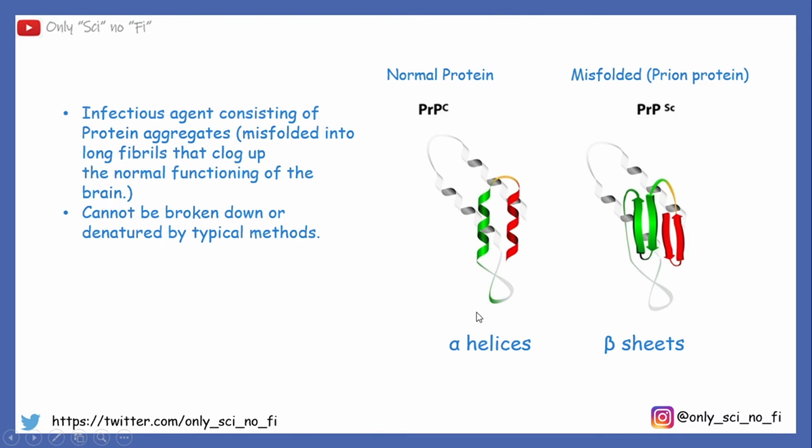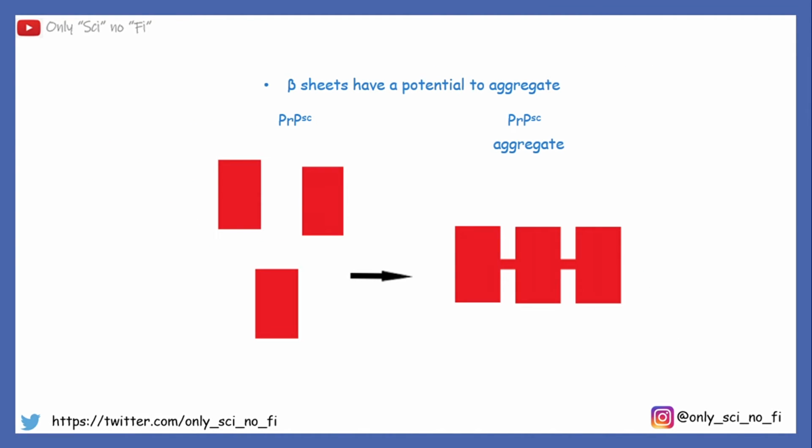Now, due to some kind of mutations or some changes, it is misfolded into another form, which is PrPSc. Here, Sc refers to scrapie. So this normal protein PrPC is misfolded, because of some changes or mutations, into the misfolded PrPSc protein. The basic difference is that the normal protein consists more of alpha helices, whereas the misfolded protein consists of beta sheets. The significance of these beta sheets is that they have the potential to aggregate.